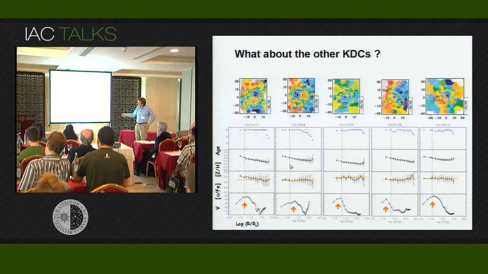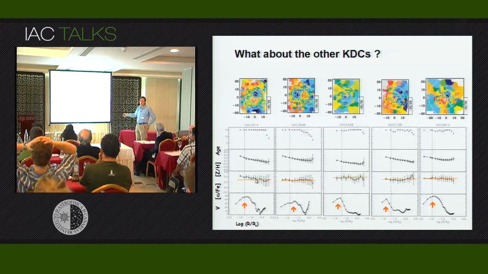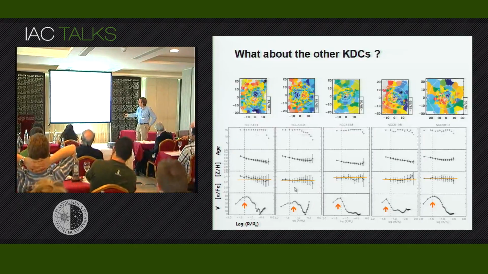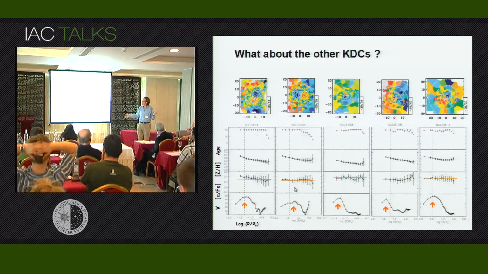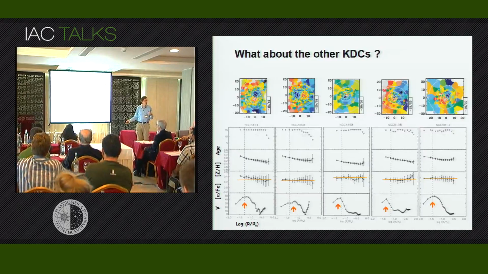Look at these objects. If you remember, 3414, 3608, 4458, these are all non-rotators. You see there's no rotation, only in the middle. And there you see, indeed, the age is all flat, it's old. The metallicity is slightly going up, and the alpha over Fe is also the same.